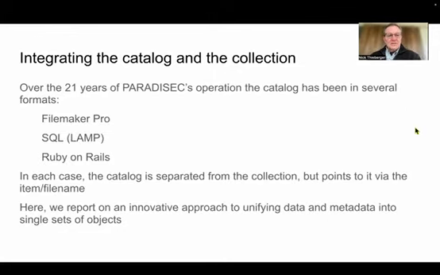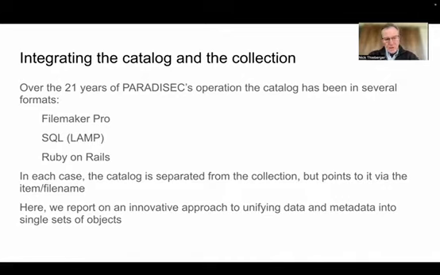So over the last 21 years, Paradisec's been using catalogues in various formats. Initially in FileMaker Pro, then in an Apache SQL configuration. Now it's in Ruby on Rails. But in each case, the catalogue is separated from the collection, but points to it via the item or the file name. So the catalogue itself doesn't contain the collection, it points to the collection.